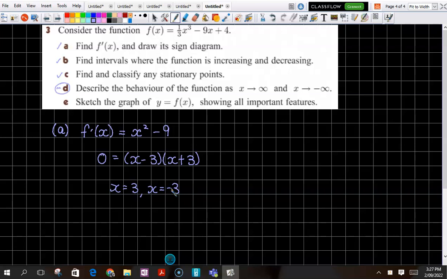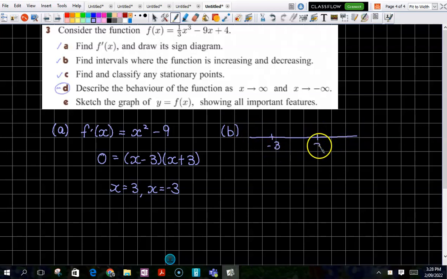All right, so to find when they are increasing or decreasing, I need a sign diagram. So we go to B and pop in minus 3 and 3, and we pick a number beyond 3, so 10. 10 take 3 is positive, 10 plus 3 is positive, bang. Pick a number in between minus 3 and 3, that would be 0. 0 take 3 is negative, 0 plus 3 is positive. What's a negative times a positive?